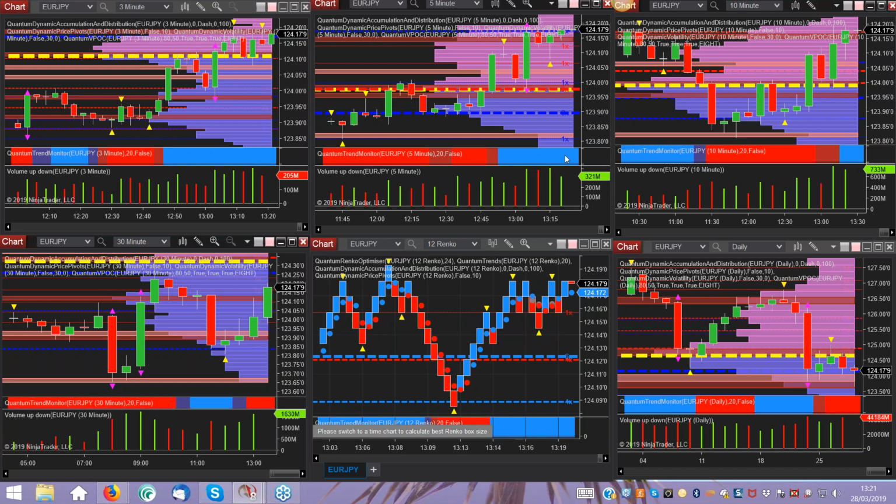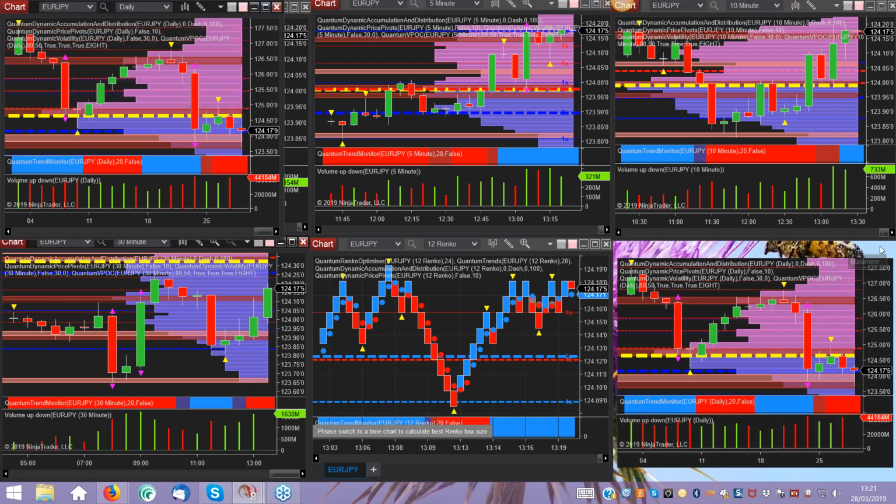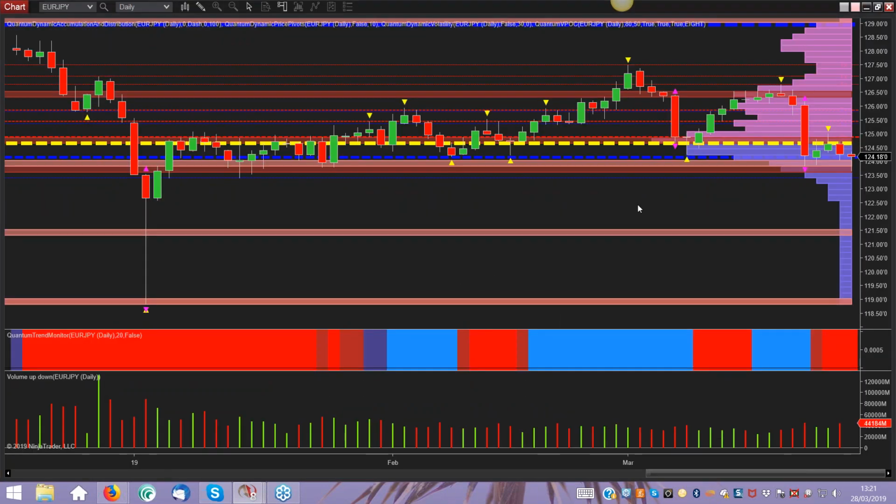Exactly the same on the 5-minute. Up onto the 10-minute, a similar picture there. The 30-minute hasn't transitioned, you wouldn't expect it because we're talking relative time horizons here, so we've had no transition here. Down onto the Renko, that is just reflecting the fact that we're in a congestion phase at the moment. And then down onto the daily chart for the euro-yen, you can see what's developing here.